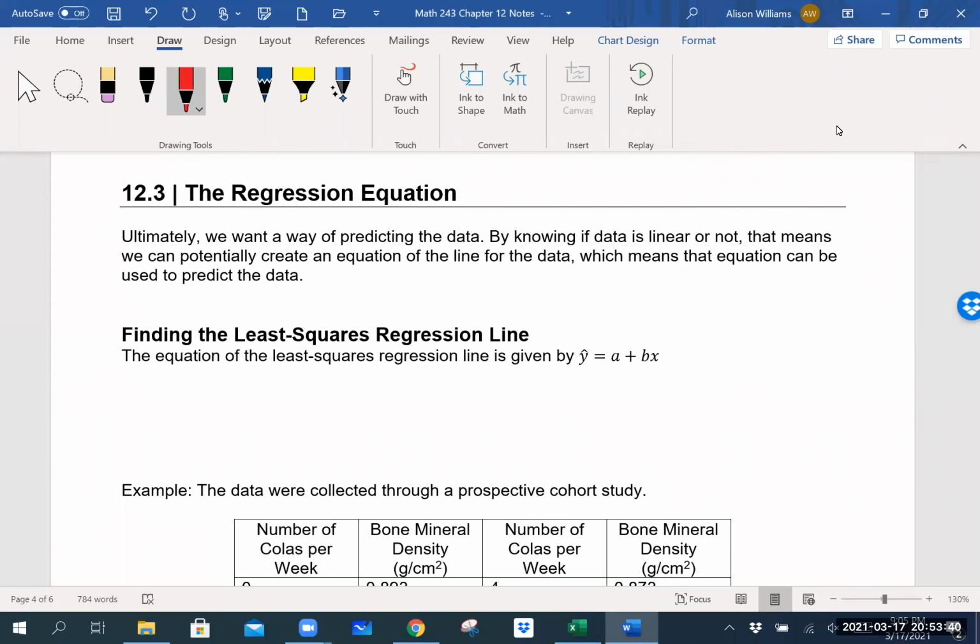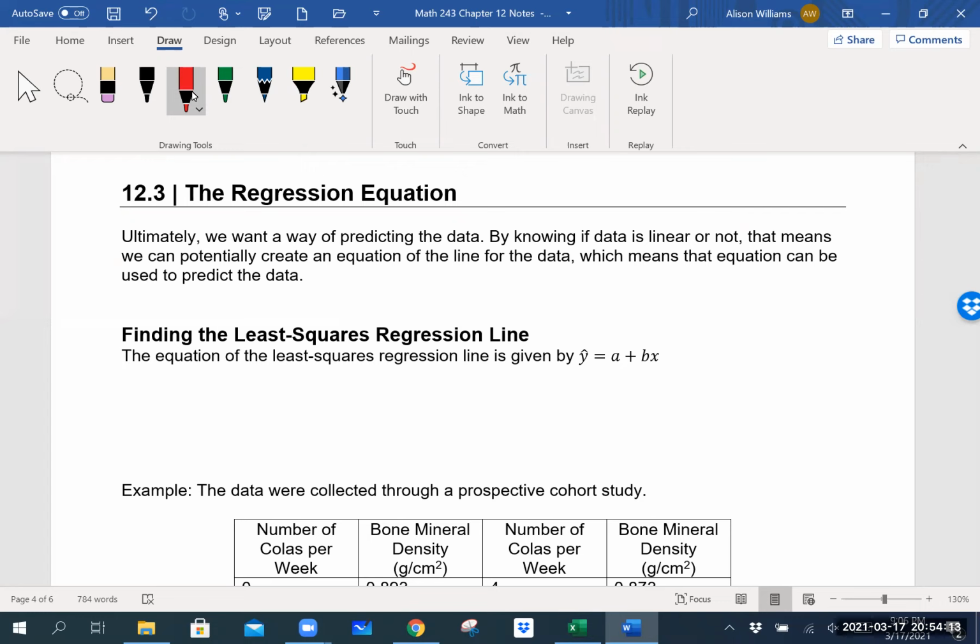In this video, we're going to talk about the regression line. So we're interested in linear relationships with the data, and ultimately, that's useful if we can actually create an equation of the line that we could use to predict the data and approximate the data. So we call that line the least squares regression line. And the equation for the least squares regression line is y hat, that's how we pronounce that, y hat equals a plus bx. And the formula is actually a little bit complicated.